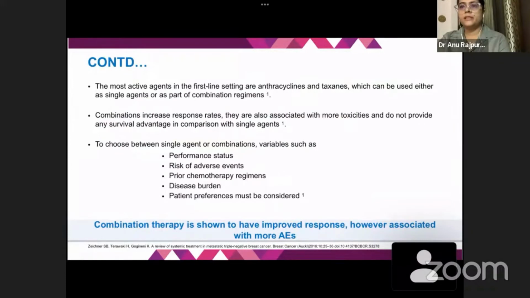So mostly we have seen that we have anthracyclines, taxanes, and platinums. To choose between single agent or combination, some of the parameters, including performance status, risk of adverse events, prior chemotherapy regimens, disease burden, and patient preferences, must be considered. Combination therapy is shown to have improved response, however, it is associated with more adverse events.